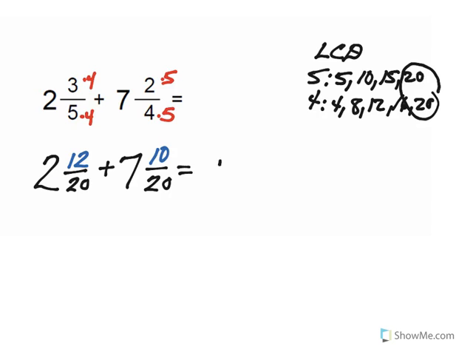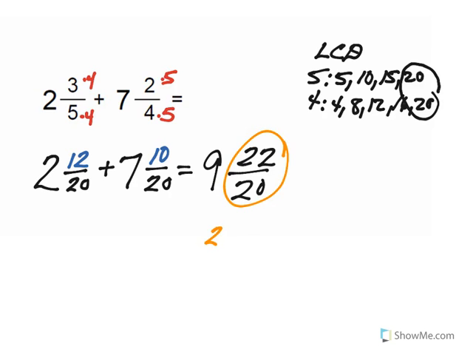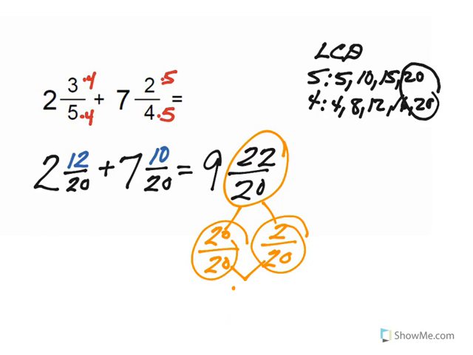2 plus 7 is 9. 20 remains the same. And 12 plus 10 is 22. This is an improper fraction. I'm going to make 20 twentieths here. And I'm going to put 2 twentieths here. This is going to give me 1 whole and 2 twentieths. I'm then going to put that back with my 9. I'm going to end up with 10 and 2 twentieths.